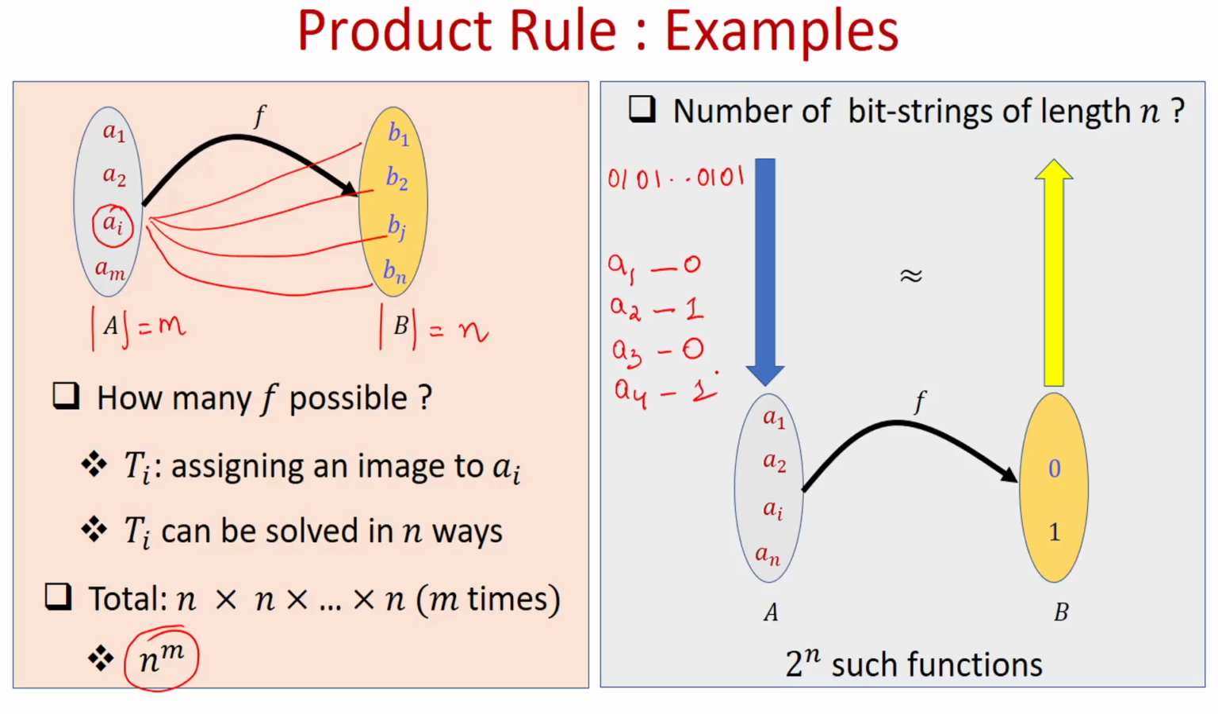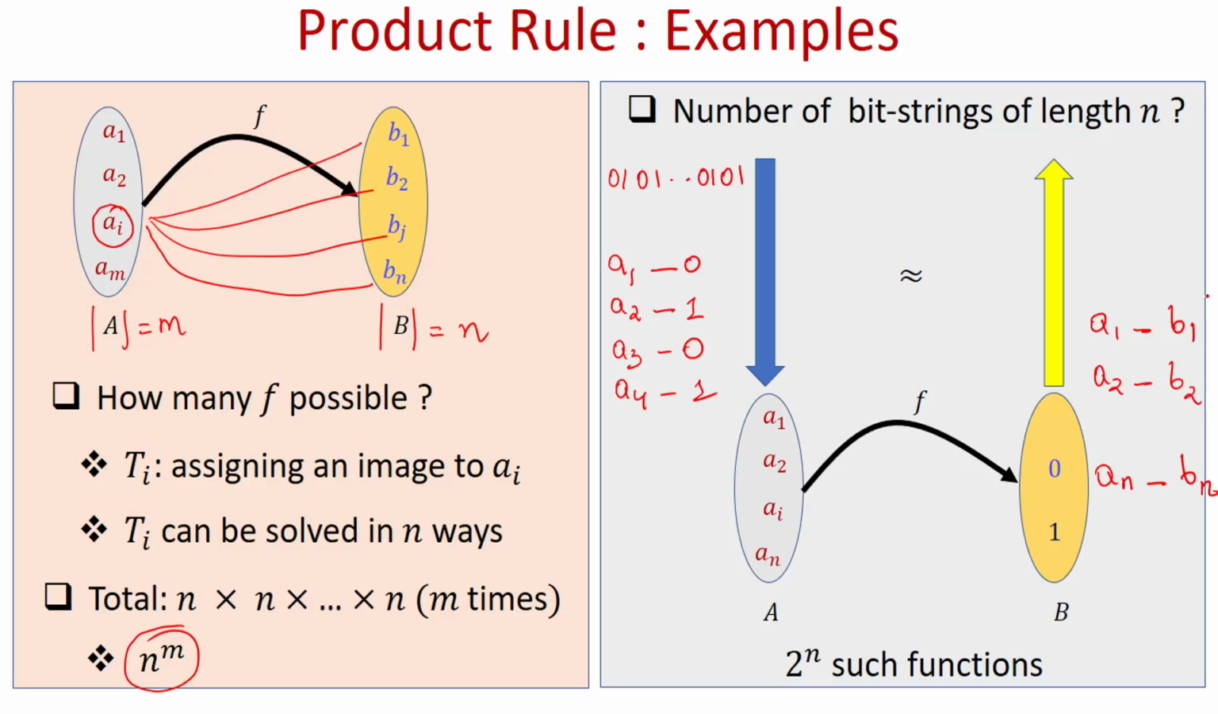Whereas if you want to go from a binary function to a binary string, we just do the reverse thing. Imagine you are given a binary function, say where a1 is mapped to a bit b1, a2 is mapped to a bit b2, and like that an is mapped to a bit bn.